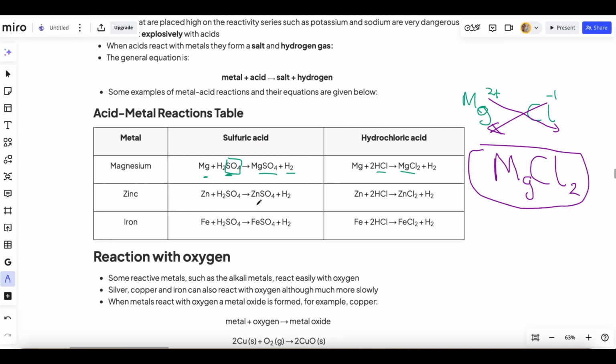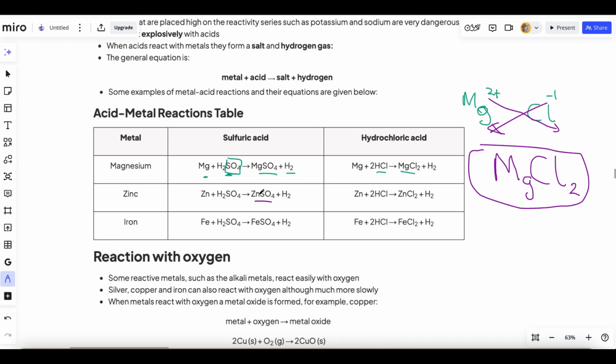Zinc sulfate. You're going to form what? Zinc sulfate. Because zinc will displace the hydrogen. Zinc will tell hydrogen, I'm higher than you in the reactivity series, please stand up for me. Zinc will displace hydrogen, it becomes zinc sulfate. It becomes what? Zinc sulfate and hydrogen gas. It will form zinc sulfate and hydrogen gas, right?